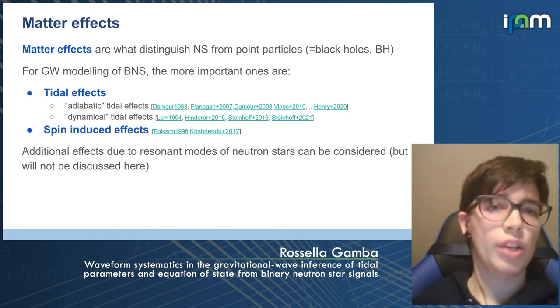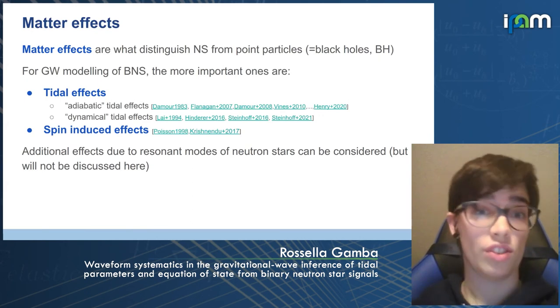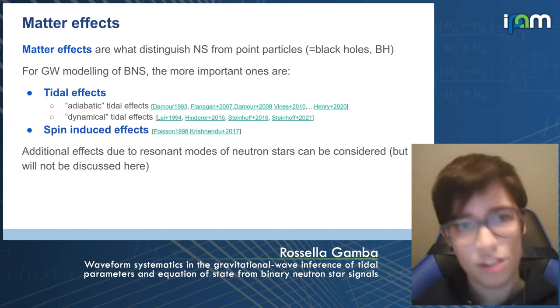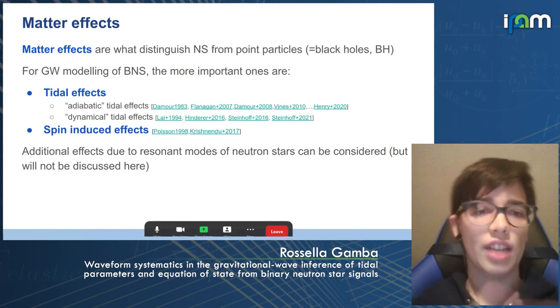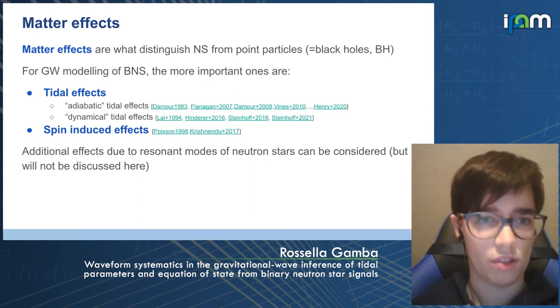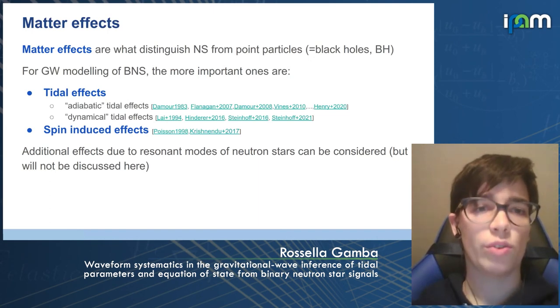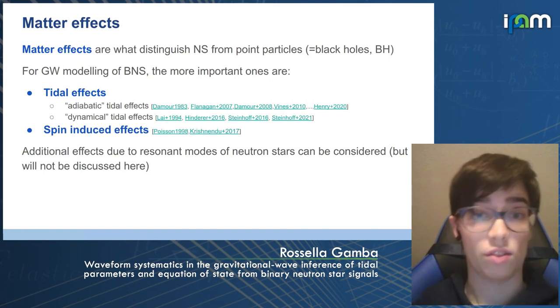So in any case, if we want to model binary neutron stars and gravitational waves emitted from them, we need to take into account matter effects, which are really what distinguishes neutron stars from point particles, so from black holes. There are a bunch of matter effects. I will mainly focus on tidal effects and spin-induced effects, because these are the ones that are the most relevant for binary neutron stars, which are coalescing along quasi-circular orbits.